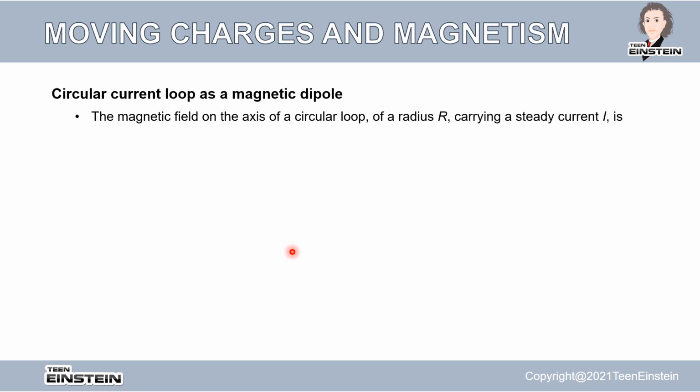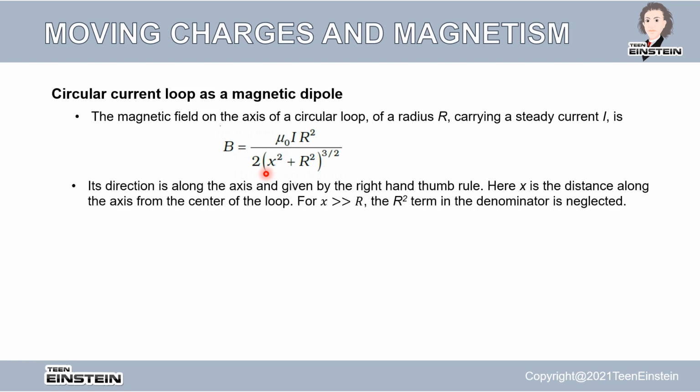So, circular current loop as a magnetic dipole. The magnetic field on the axis of a circular loop of radius r carrying a current I is, so this is the equation which we have derived, B equals mu 0 I r squared by 2 times x squared plus r squared the whole power 3 by 2. Now when x is much greater than r, we can neglect this term, because r squared plus x squared will be almost equal to x squared. So we can neglect this r squared here.